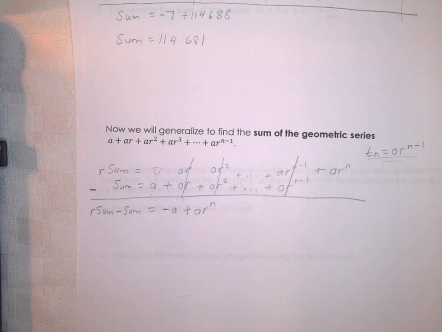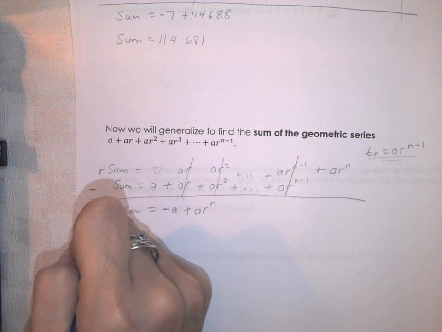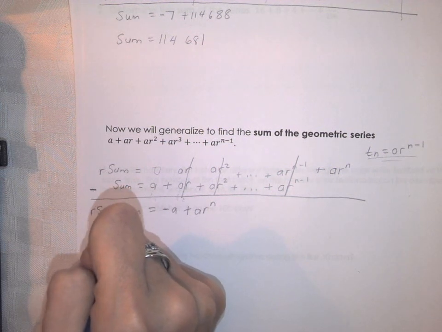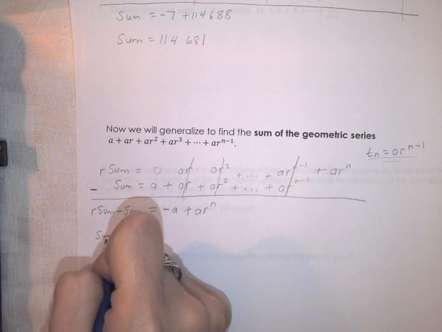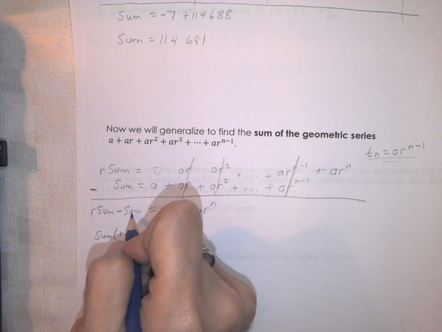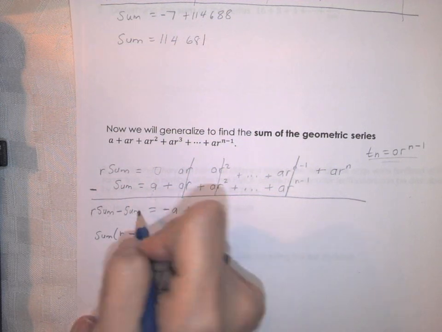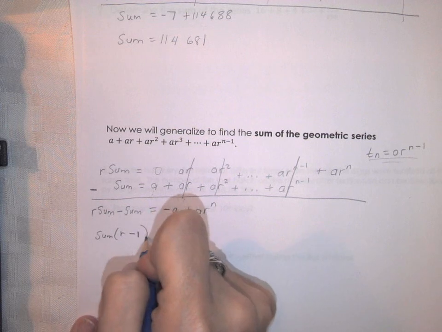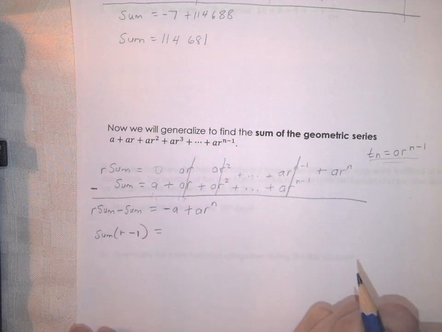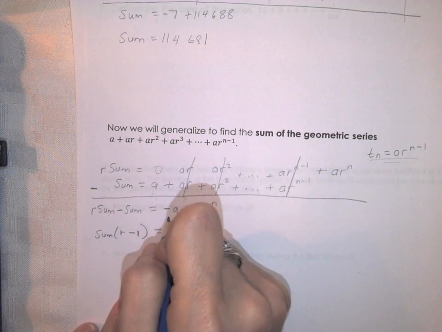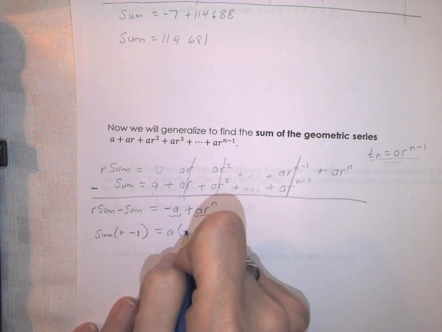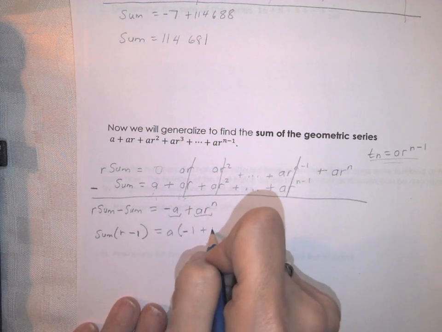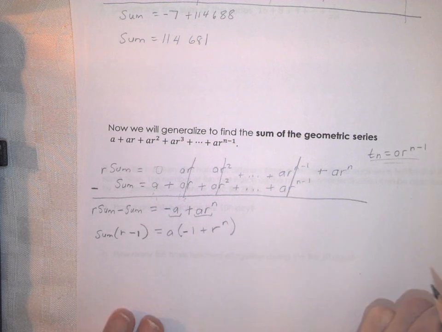Okay, and we want to get the sum by itself. We want to have a formula for the sum. So on this side, I'm going to common factor out the sum. So if I divide r times the sum by the sum, I just get r. And if I divide the sum by the sum, I'll just get 1. Okay? And then here, I'm going to common factor out a because both of these terms contain a. And I get negative 1 plus r to the power of n.